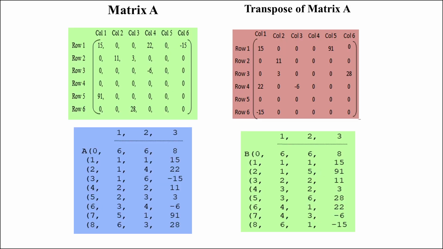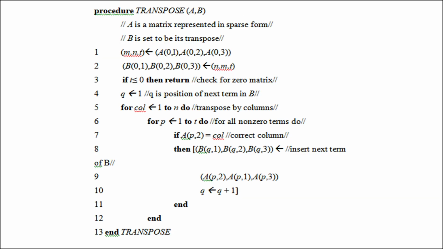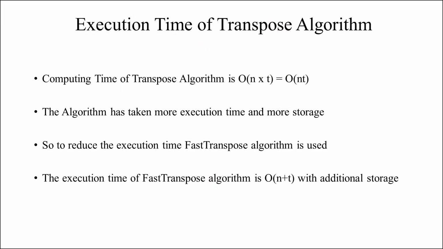So here is a matrix A and its tuple representation, and next to that the transpose of the matrix and the transpose of the tuple format. They are named correspondingly as A and B. This is the algorithm for transposing the tuple format sparse matrix, and when it is executed, its computing time is big O of n into t. So the algorithm takes more execution time and more storage.